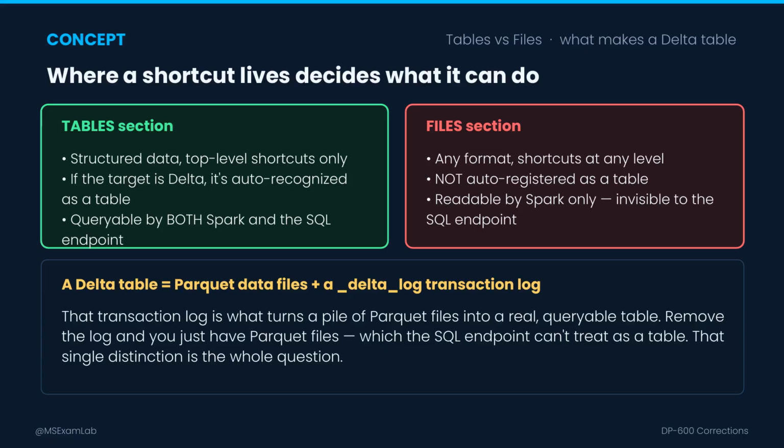The Files section is different. It accepts any format. Shortcuts can sit at any level, but nothing there is registered as a table. Spark can read those files directly, but the SQL endpoint cannot see them at all.